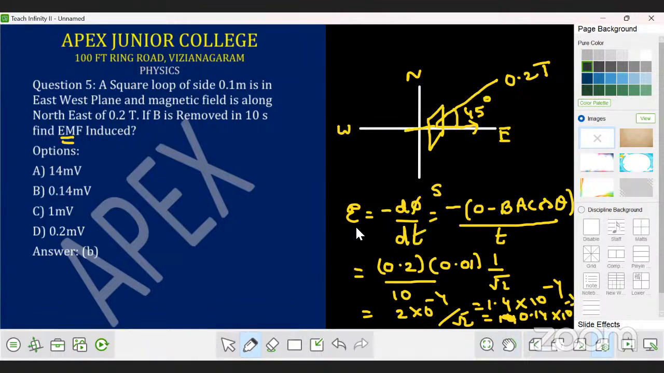And what is the unit for EMF? Volt only, na? So that will be 0.14 millivolt. This is based on Faraday's law, basic Faraday's law. What is that Faraday's law? EMF equal to minus d phi by dt. Okay. Next question.